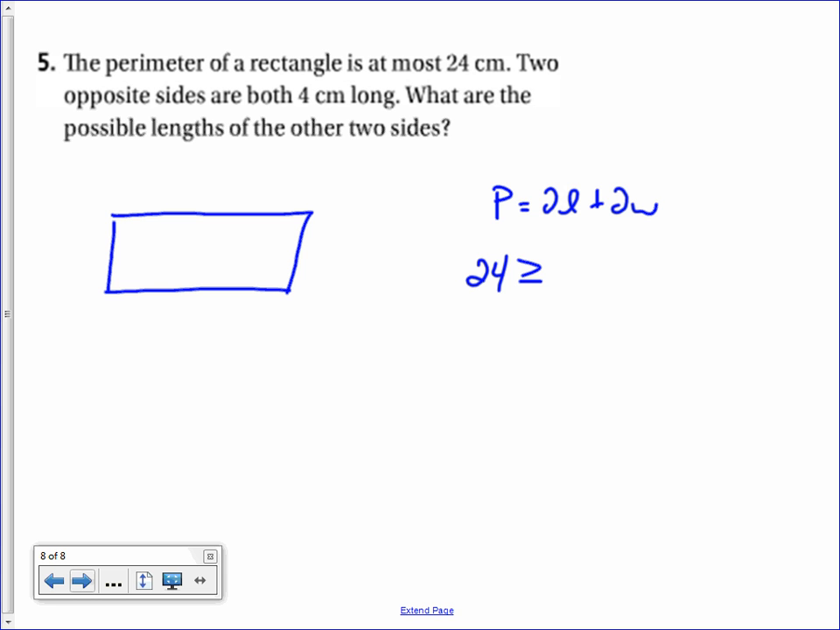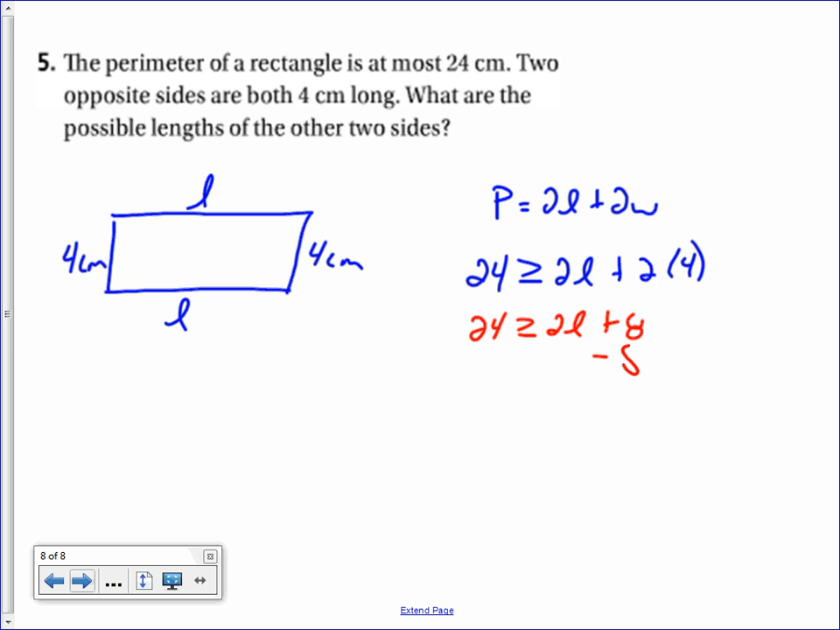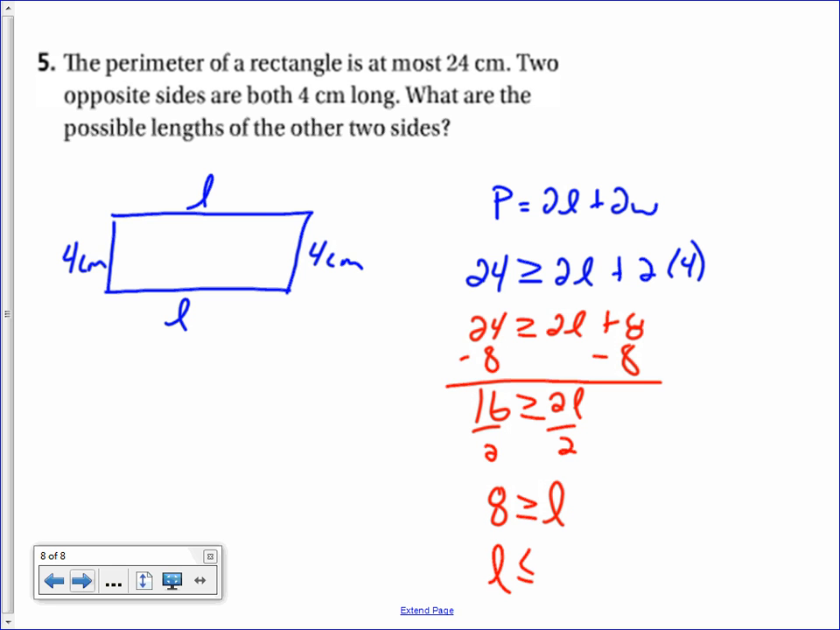The opposite sides, they're both 4 centimeters long. So 4 centimeters, 4 centimeters. We want to find out what these two sides are. So once again, it would be 2L plus 2 times the 4. So when I do that, I'd have 24 is greater than or equal to 2L plus 8. If you continue solving, you'd subtract the 8, and you get 16 is greater than or equal to 2 times L. If you divide by the 2, you'd have 8 is greater than or equal to L. Or the length has to be less than or equal to 8.